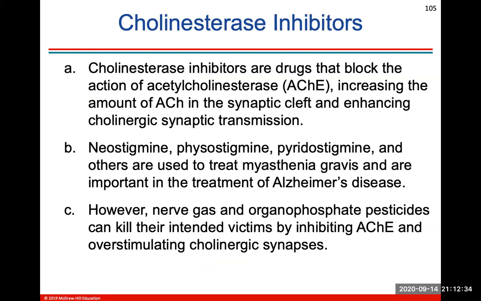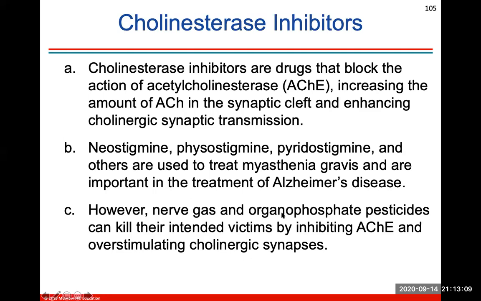Cholinesterase inhibitors are drugs that block the action of acetylcholinesterase, increasing the amount of acetylcholine in the synaptic cleft, and actually enhancing synaptic transmission. So it's kind of like a double negative here. We have an enzyme inhibitor, but it's inhibiting another inhibitor. So cholinesterase inhibitors will actually increase the amount of acetylcholine. These are 3 different molecules that treat myasthenia gravis and are important to help treat Alzheimer's.